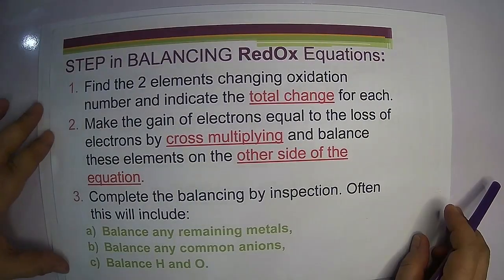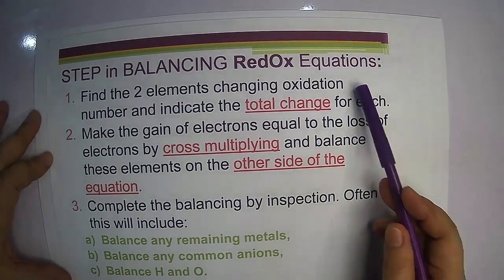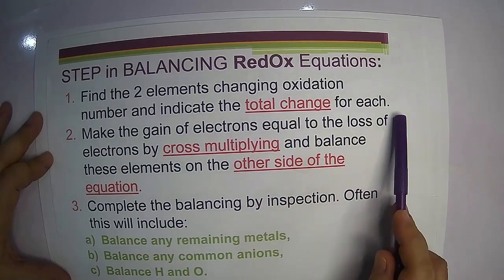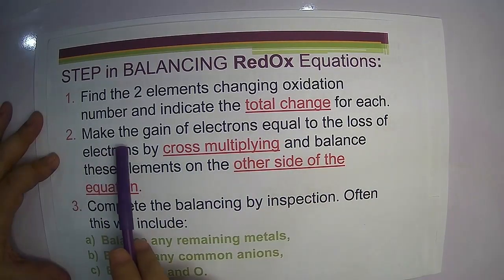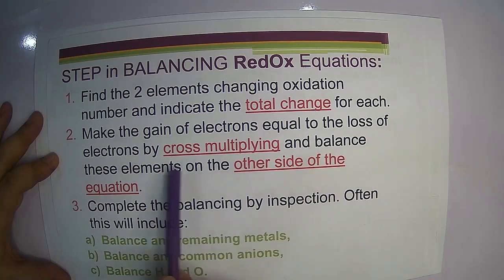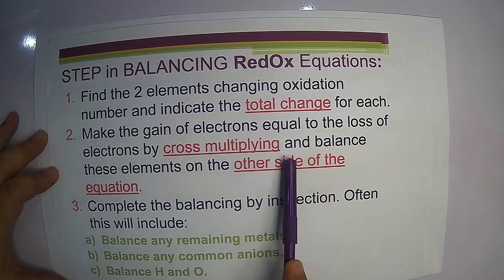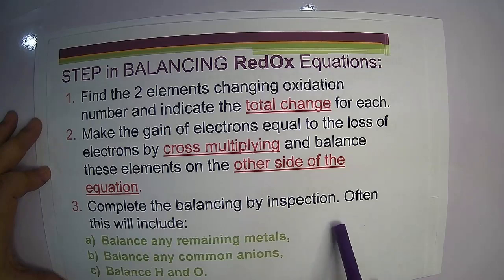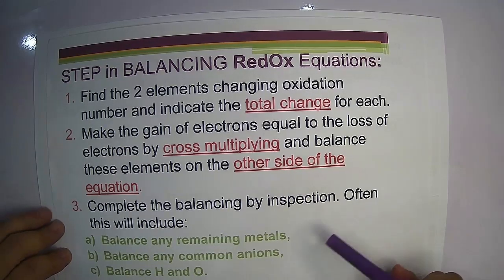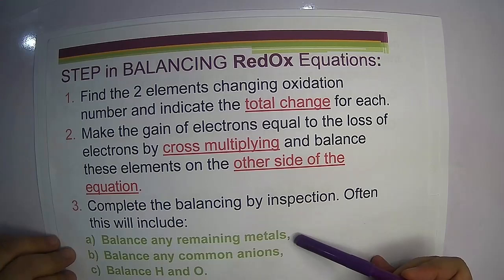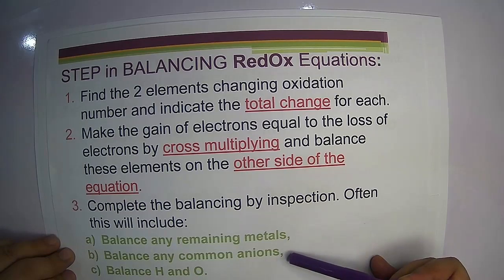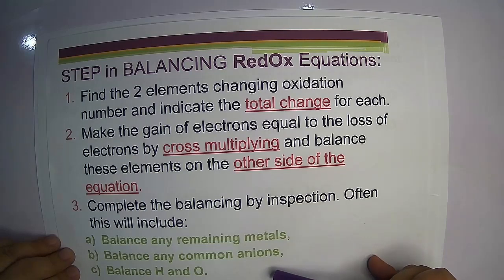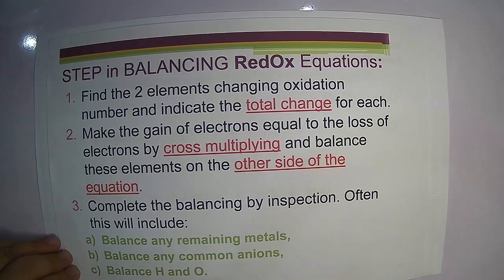First, you find the two elements that are changing oxidation number and indicate the total change for each. Then make the gain of electrons equal to the loss of electrons by cross-multiplying, and you balance these elements on the other side of the equation. Then lastly, to complete the balancing, you do it by inspection, and this often includes the following. You balance first the remaining metal, then balance your common anion, followed by balancing the hydrogen and oxygen.